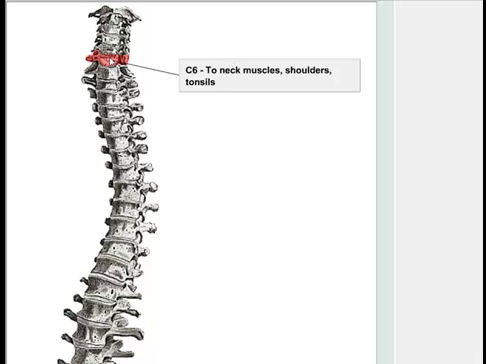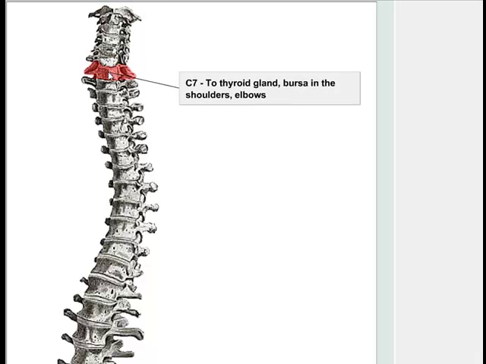C6, we're getting a little bit lower here. Talk about neck muscles, shoulders. And think about, again, the patient's injury. Think about their complaint. And think about how, when you're assessing them, whether or not they have any type of deficits or numbness or tingling, all these types of things. And finally, C7. Okay, thyroid gland, shoulders, elbows.